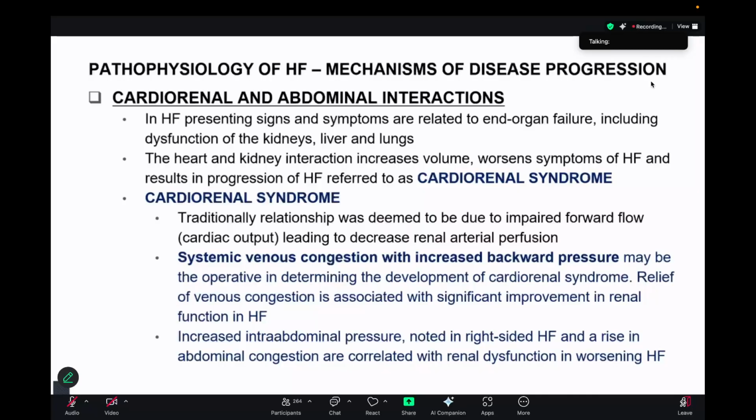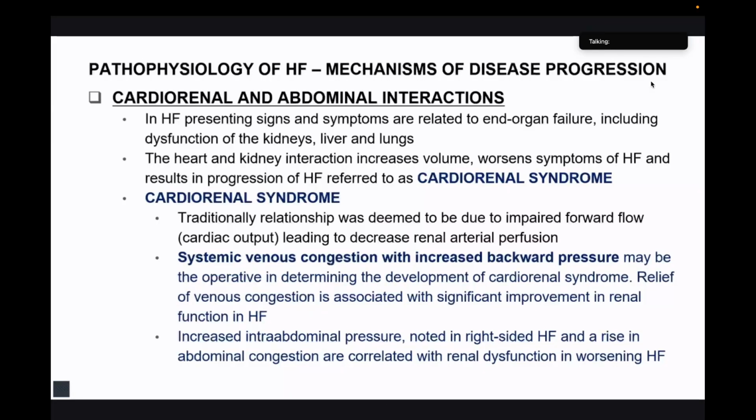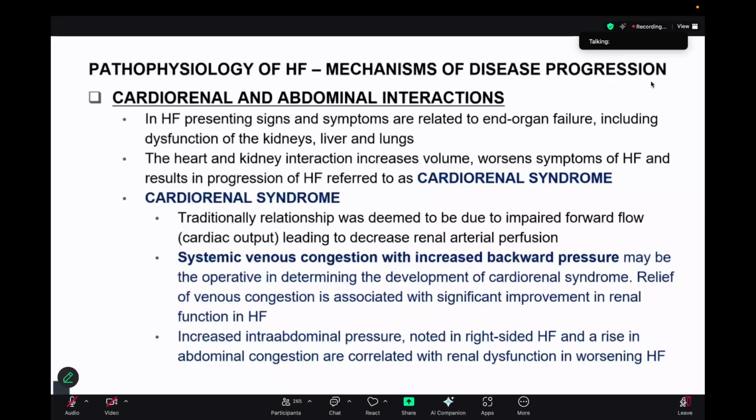Other mechanisms of disease progression in heart failure are cardiorenal and abdominal interactions. In heart failure, presenting signs and symptoms are actually related to end organ failure, including dysfunction of the kidney, liver, and lungs. The heart and kidney interaction increases volume, which worsens the symptoms of heart failure and results in progression of heart failure, and this is referred to as the cardiorenal syndrome.